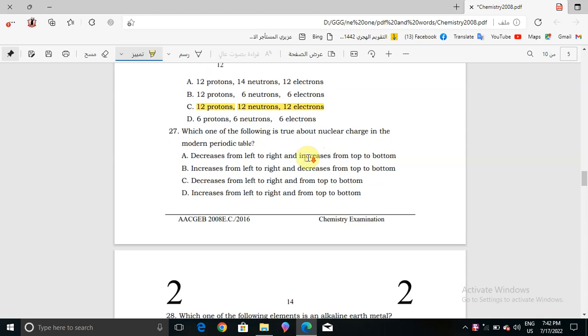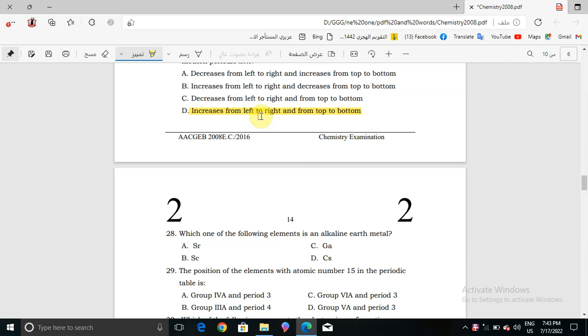Okay, now question number 27. Which one of the following is true about nuclear charge in the modern periodic table? It will be increases from left to right and from top to bottom, right? So D is the correct answer and is the true statement about nuclear charge in the modern periodic table, that it increases from left to right and from top to bottom.